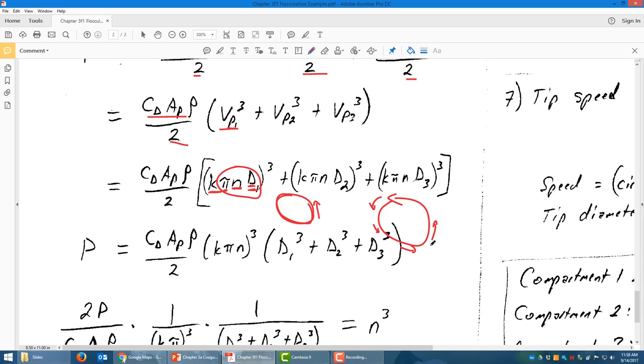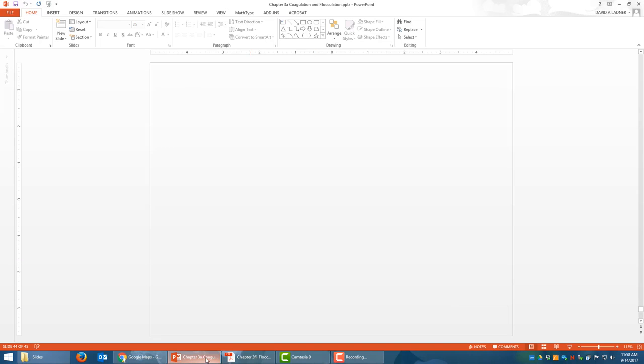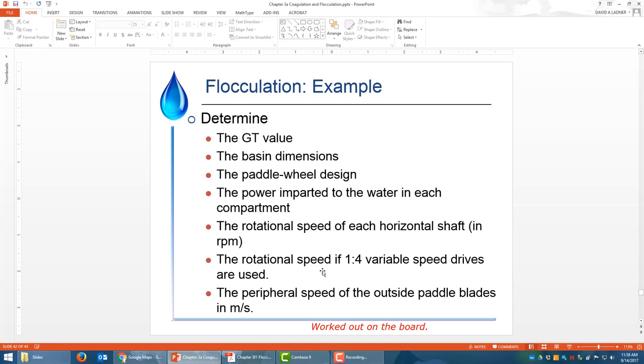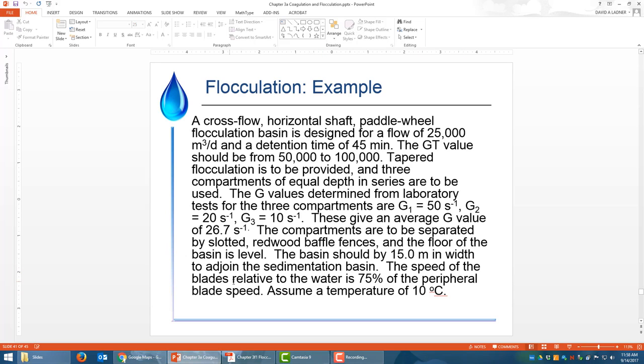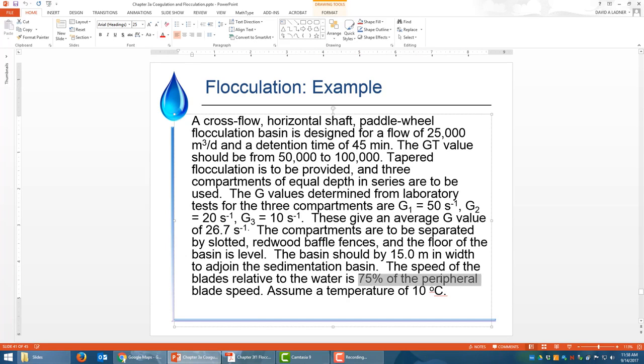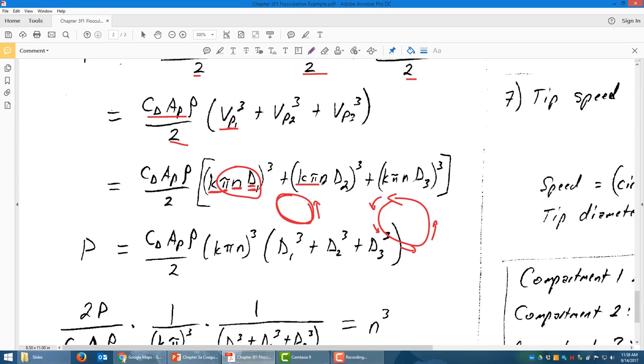So we have to adjust for that, and this was given to us in the problem. It says that the speed of the blades relative to the water is 75% of the peripheral blade speed. That's where this K comes into play. K is going to be 0.75 because the water only feels 75% of the actual speed of the blade. I know I just told you a minute ago we didn't want too much rotational flow of water, but we are going to get some rotational flow, and that's why we have to account for that using K.